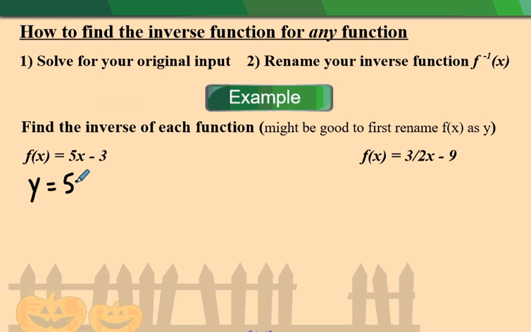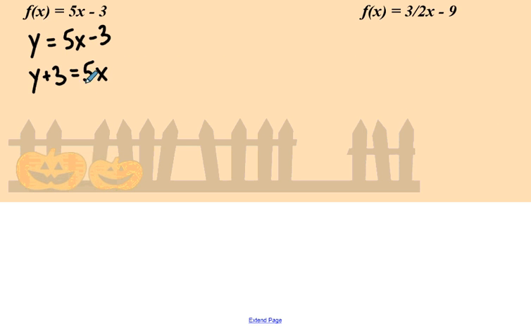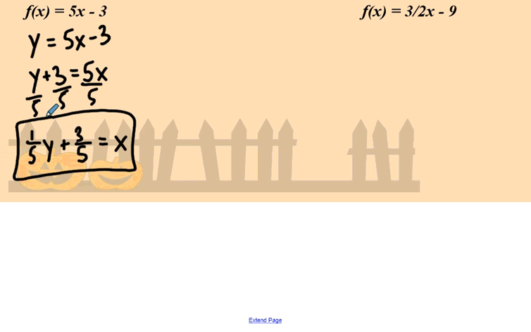So I have y equals 5x minus 3. If I want to find the inverse, I need to solve for x now, because then I'll give it y as the input and it will return x as the output. So I'm going to add 3. I get y plus 3 equals 5x. Now I need to divide everything by 5. Divide by 5, divide by 5, divide by 5. I then get 1/5 y plus 3/5 equals x. And that is the inverse function.